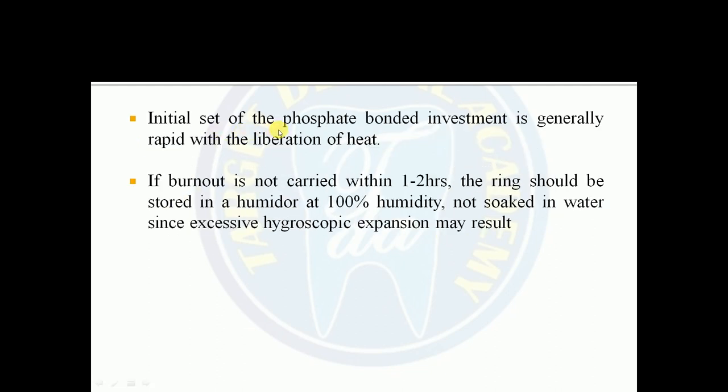So the initial setup of the phosphate bonded investment is generally rapid, with the liberation of heat. If the burnout is not carried out within 1 to 2 hours, the ring should be stored in a humidor at 100% humidity, not soaked in water. Please keep this in mind: you are not going to soak the ring in water, since excessive hygroscopic expansion may result if you soak the ring in water. So what you have to do is just keep the ring in the humidor at 100% humidity, not soaked in water.